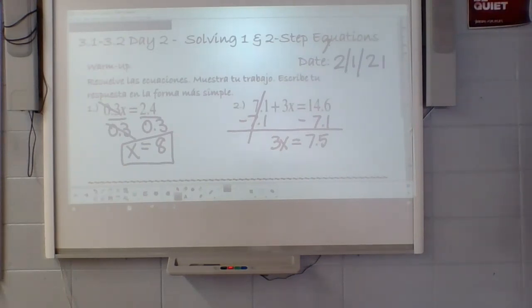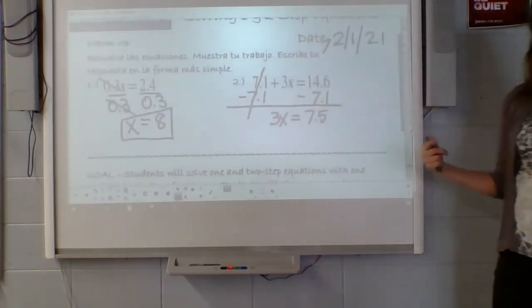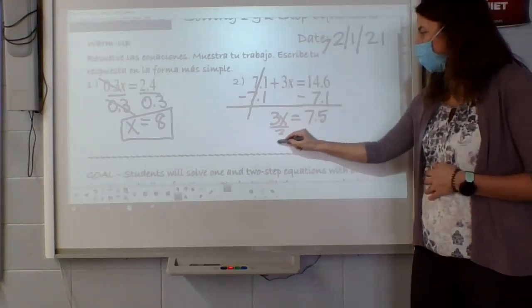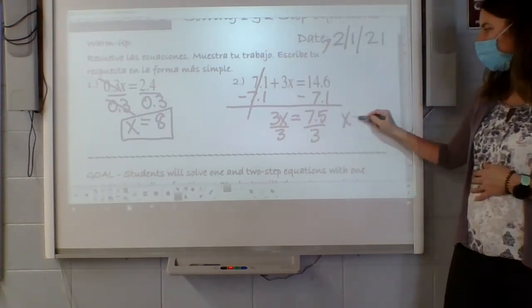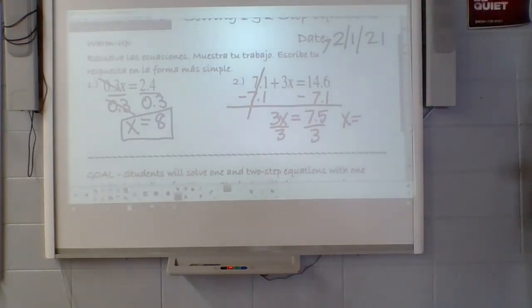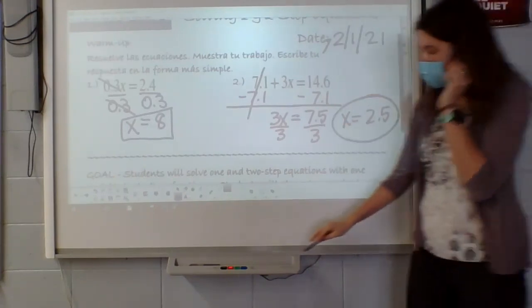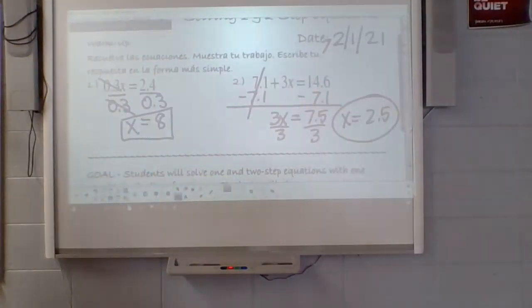And again, it's okay if you need to grab a calculator. I know there's nervousness around doing work with just the decimals. And then to get the x alone, we're going to divide by 3. And what do we get for our x then? 2.5? And so being comfortable showing those steps and being able to find that answer is part of what we're doing here today.